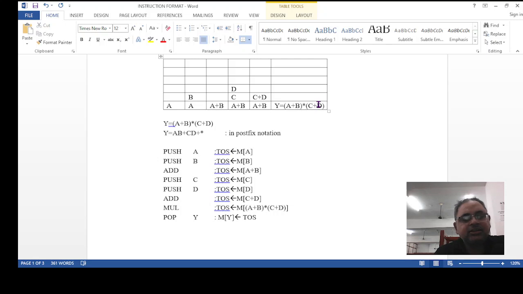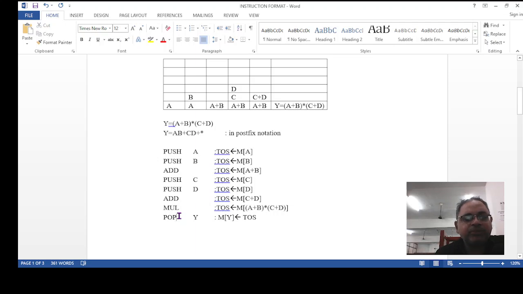We must understand the TOS. Top of the stack is a pointer. Wherever it points, our stack will be evaluated from there to upwards. So top of the stack is currently pointing to A plus B into C plus D. Now the entire expression is evaluated, and we have our value. This value will be popped out from the stack.